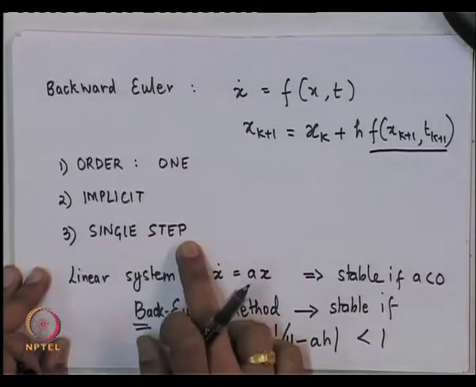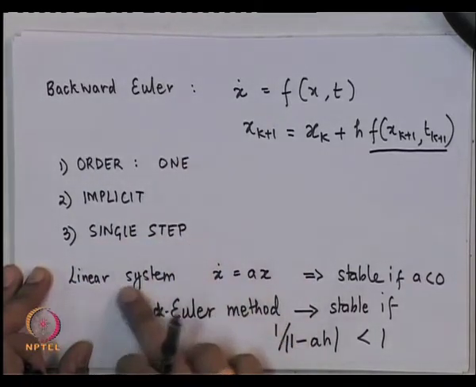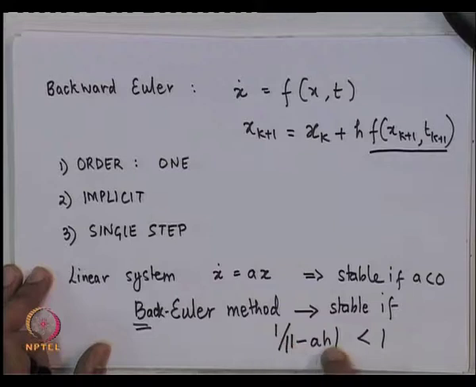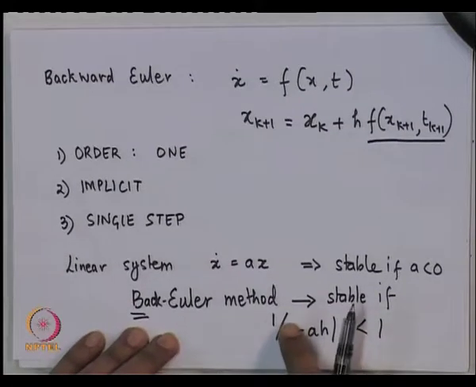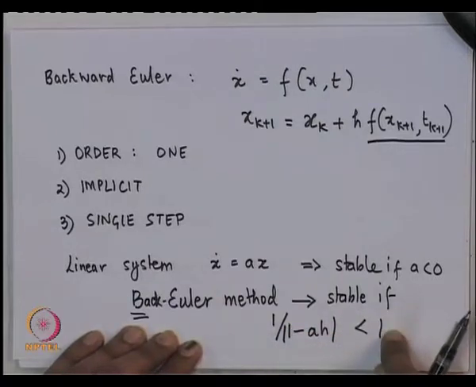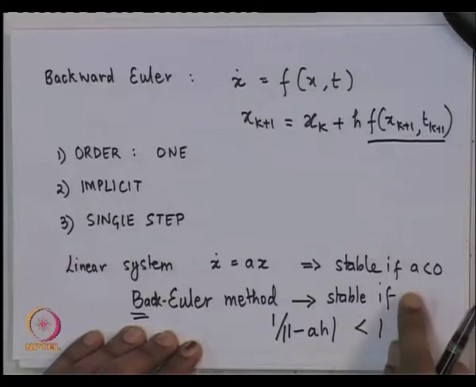Backward Euler also is a single step method. For a linear system, backward Euler is stable if this condition is satisfied, that is 1 upon the absolute value of 1 minus a h less than 1. This condition also is not equivalent to this condition.